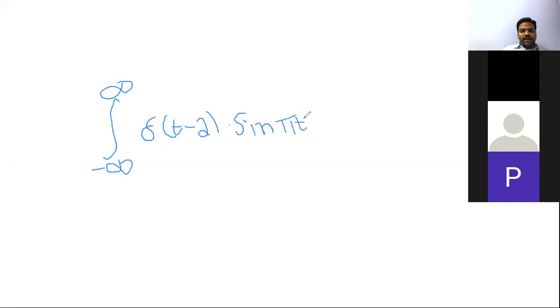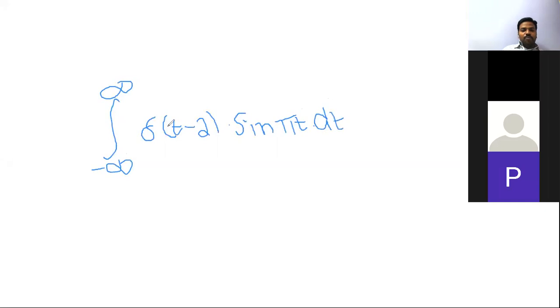Tell me the solution for this one. You people, please tell me the solution for the problem I have given you on the whiteboard. Evaluate the following: the integral from minus infinity to infinity of delta of t minus 2 multiplied by sine pi t, dt.